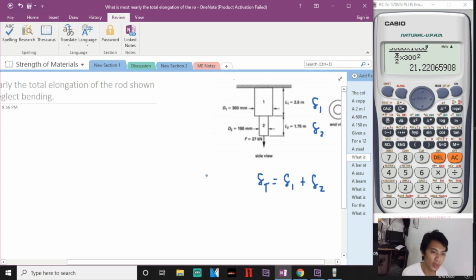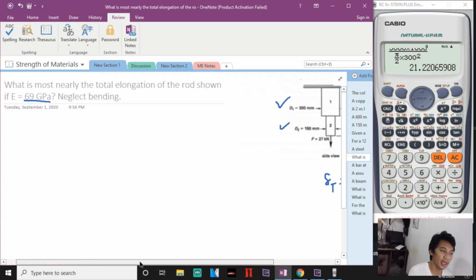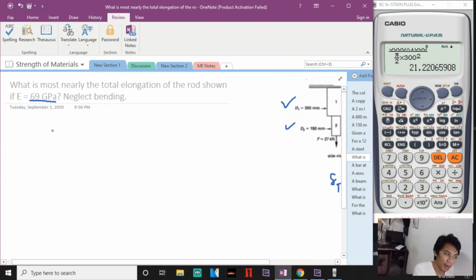Okay? So, let us see. Ito, mas mataba yung taas. And then, mas manipis yung baba. Pareho naman silang solid circular. Iisa lang ang loading. Now, paano natin i-list down? Let's go here. Meron tayong total elongation of the two bars. Meron kang elongation ni 1, meron kang elongation ni 2.